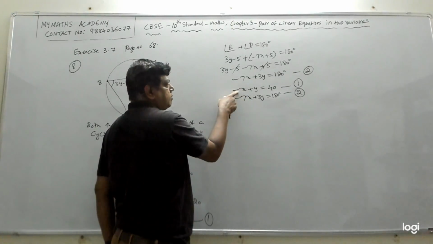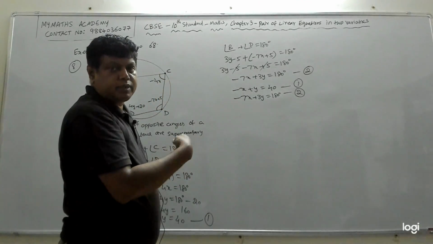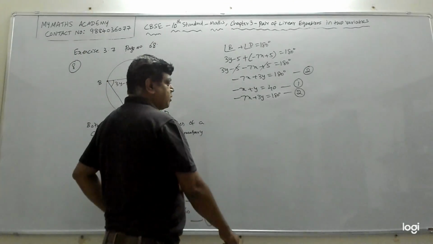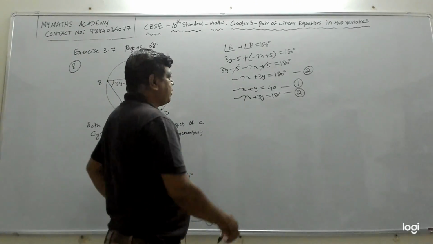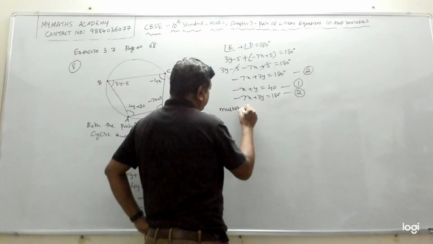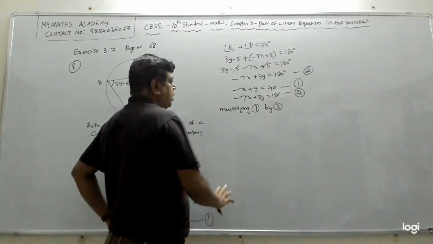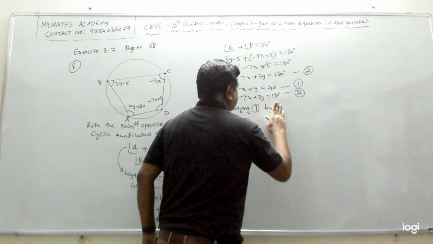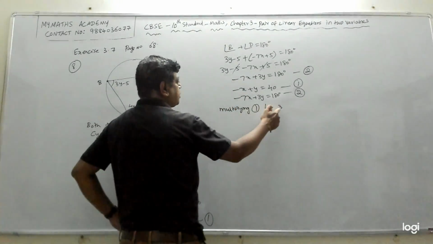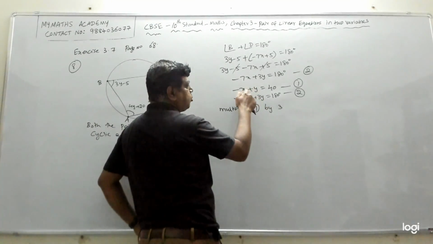Or we can multiply this by 7 also. If we multiply by 7, I'll get minus 7x. That will also match. But we can multiply by 3, and multiplying by 3 is better than multiplying by 7, right? The 3 tables are easier than 7 tables, right? So now we'll multiply the first equation by 3. The second equation we do not change, because it is already 3. If I get 3, both will match.